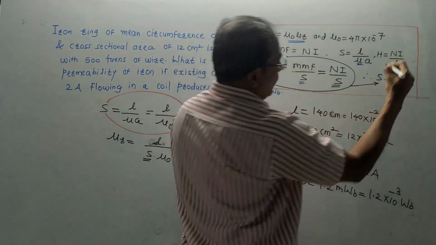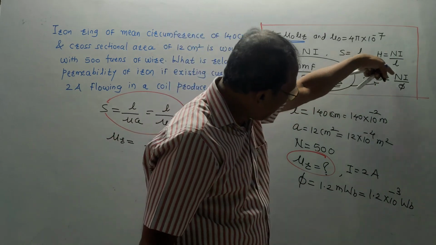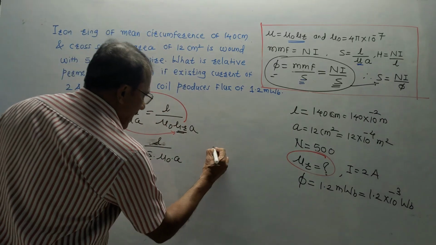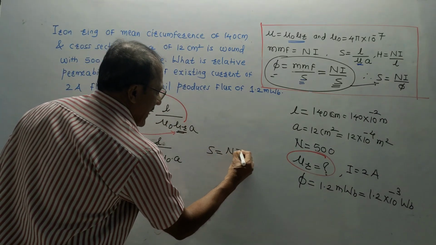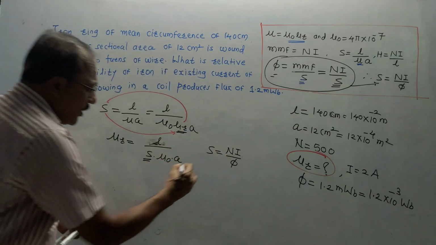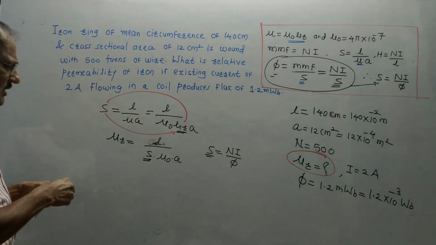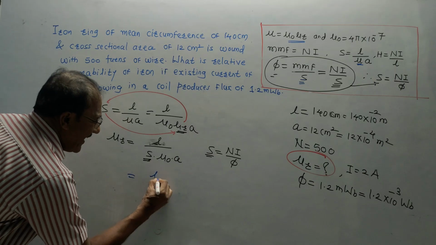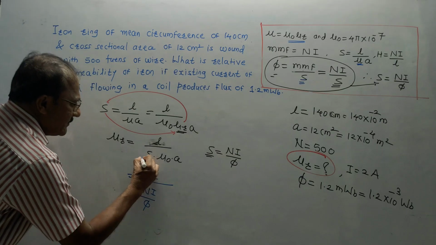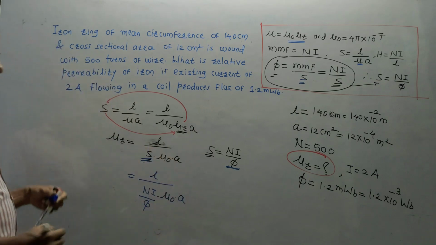The same thing I have written over here. That means if you want to calculate S, directly you can make use of this formula. S is Ni upon phi because all the three quantities are given. So I have this equation, S is equal to Ni upon phi. Now directly you can put this value of S in place of this at the denominator term. So equation can be written as mu r is equal to L upon Ni upon phi, into remaining quantities mu 0 into A as it is.